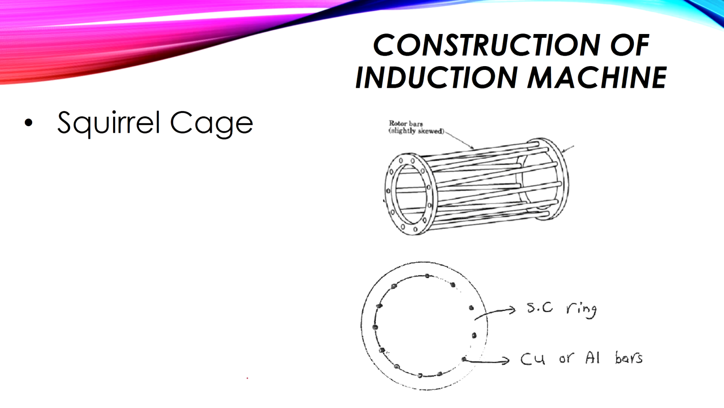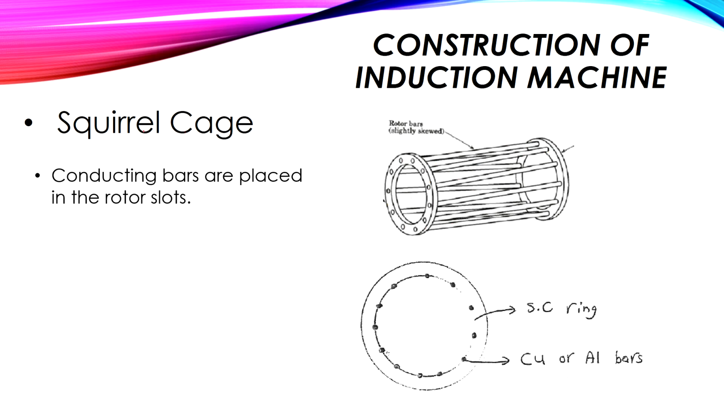The second type of the rotor is the squirrel cage. You'll find that it looks like this. This is our rotor. Our rotor consists of conducting bars placed in the rotor slots. So this is considered as the slots inside the rotor, and you'll find here copper bars are inserted in the slots. This one is rotating.